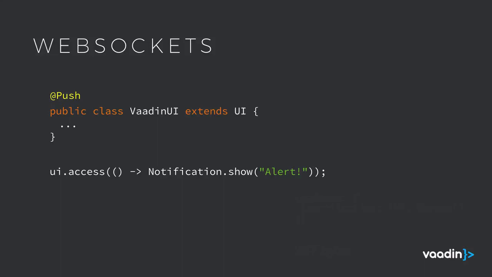Fortunately, there's an easy way of doing that, and that's by calling the access method on the UI class. So you can pass in a runnable to the access method, and that runnable is going to get run with the proper locking and synchronization taken care of.